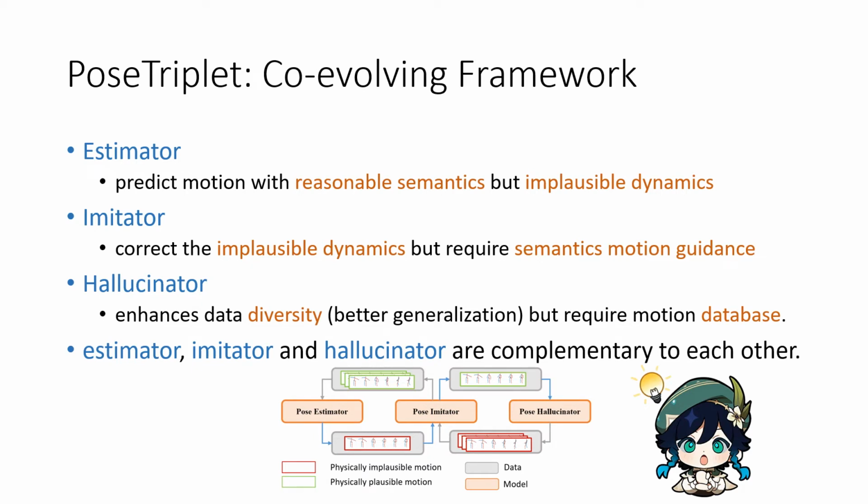The Estimator converts 2D poses to implausible 3D motion. The Imitator generates plausible 3D motion by adding physical correction. The Hallucinator acts as a generator to diversify the motion, which is then fed into the Imitator to generate diverse plausible motion as training data for the Estimator. In this way, the three components work in a dual loop, forming a co-evolving framework.